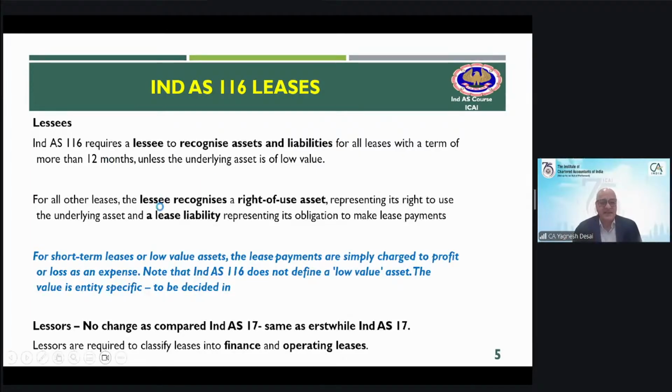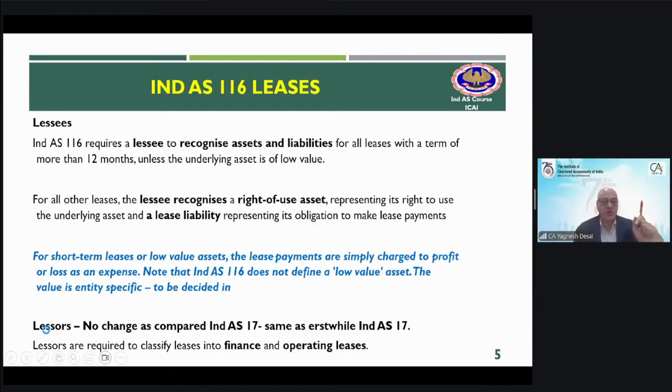For all other leases, the lessee recognizes the right-of-use asset representing the right to use the underlying asset and the lease liability representing the obligation to make the lease payments. Short-term lease and low-value lease are not recognized under Ind AS 116 in terms of ROU or the lease liability. What is the accounting treatment of these lease payments? The accounting treatment is to expense out these lease payments as and when they occur.